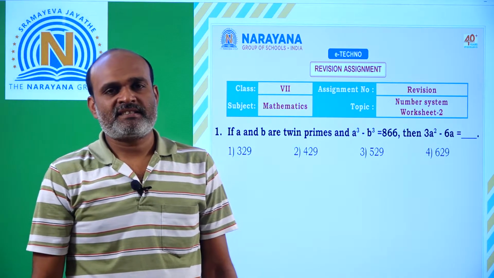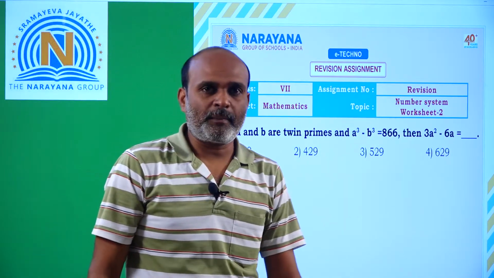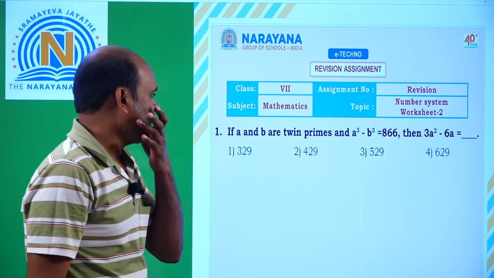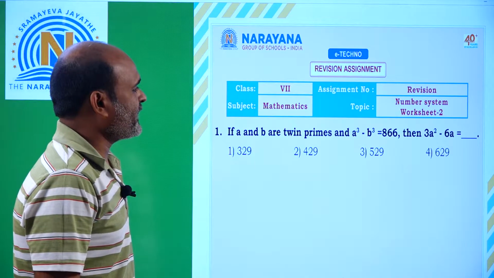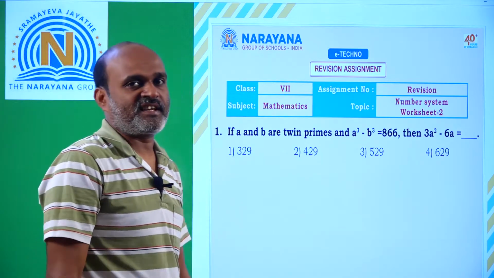Today we are discussing 7th class mathematics as a revision assignment related to the topic number system. Right? Here is the first question. If A and B are twin primes and A cube minus B cube is equal to 866, then 3A square minus 6A is equal to.